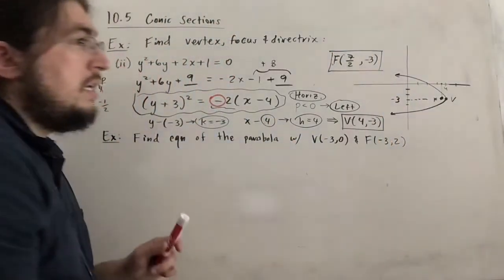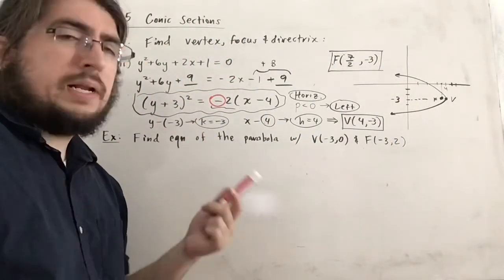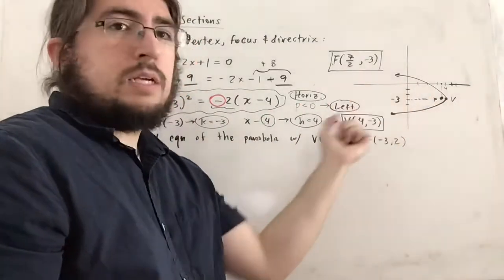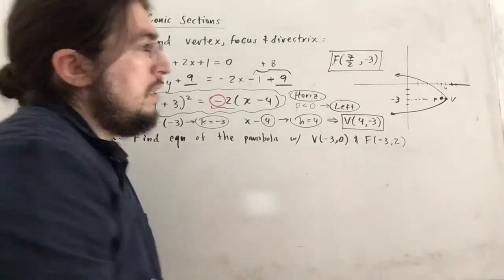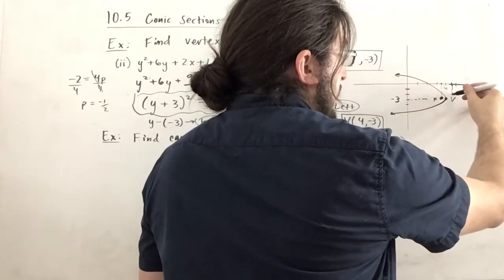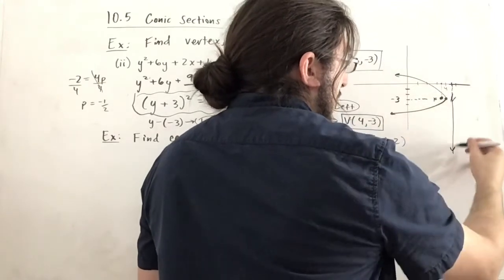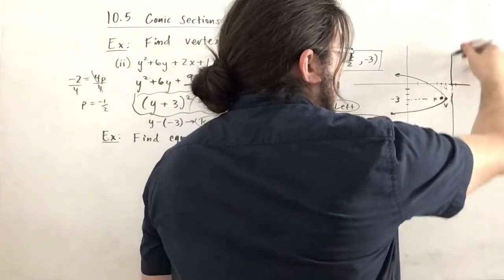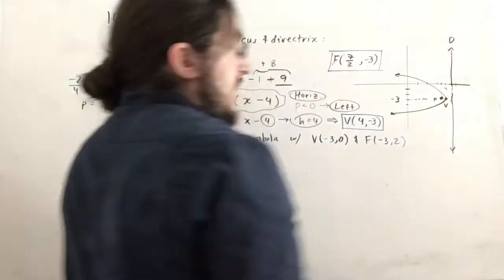That's the focus. The directrix is also not too bad to find because we travel the same distance we traveled for the focus, but in the opposite direction, away from the focus from the vertex. So this is going to be 4.5. And it's a vertical line. So let me move V. So this is the directrix D.